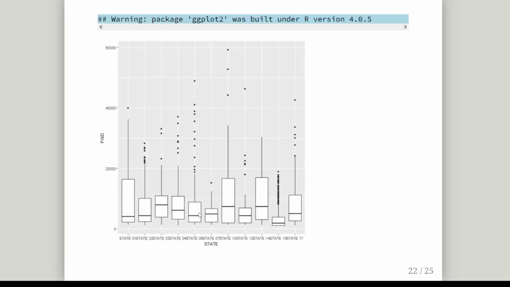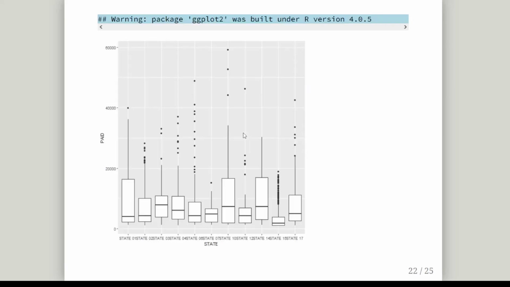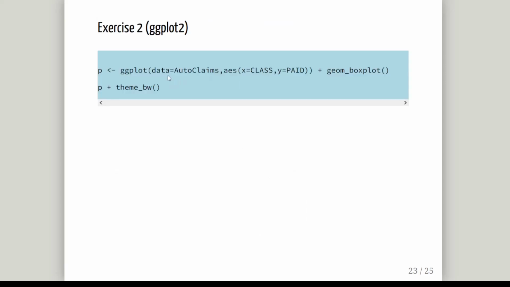Now, we can do this with ggplot. Let's just see what the code looks like. There we are. This is how you would construct a box plot with ggplot. A little bit easier to look at, I think. So we set up a ggplot object where the data is classes. The variables are x equals claim, y equals paid, and then we just assign this geom boxplot.